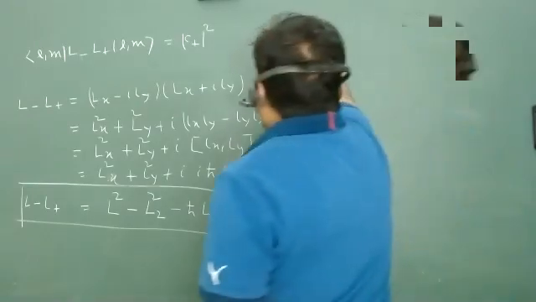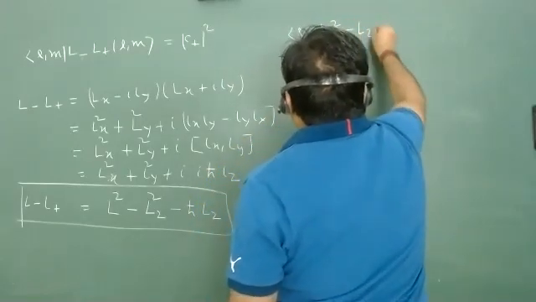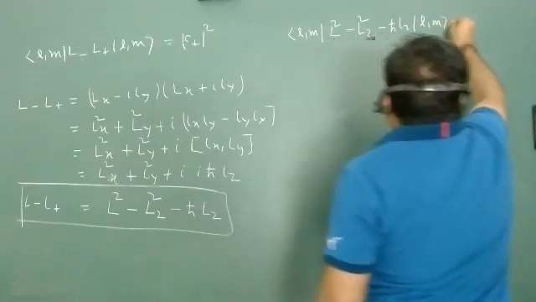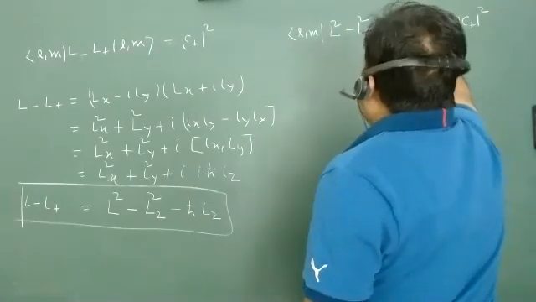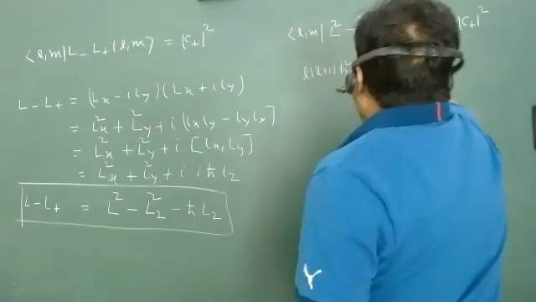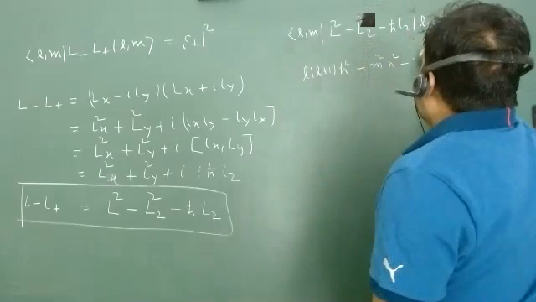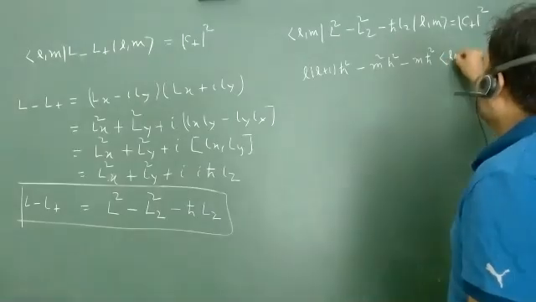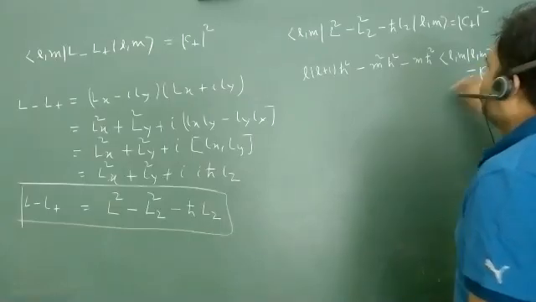Now, this thing can be written as ⟨lm| L² − Lz² − ħLz |lm⟩ equal to |C+|². Now, L² will operate on |lm⟩ and give you l(l+1)ħ². Lz will operate twice, so this will be m²ħ², minus Lz will operate on this, this will be mħ², and here is ⟨lm|lm⟩, which is equivalent to |C+|².